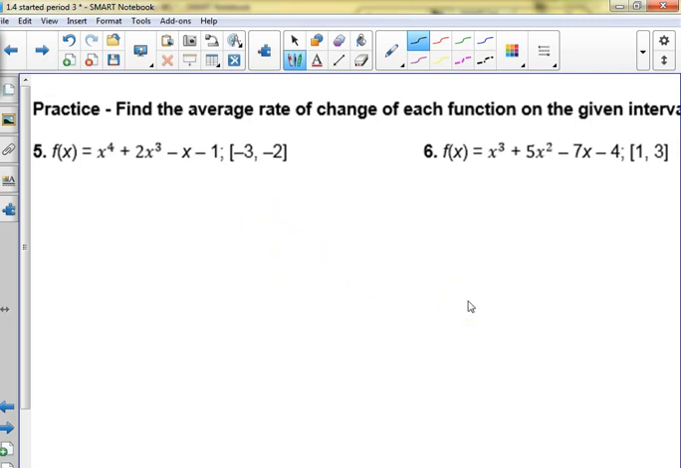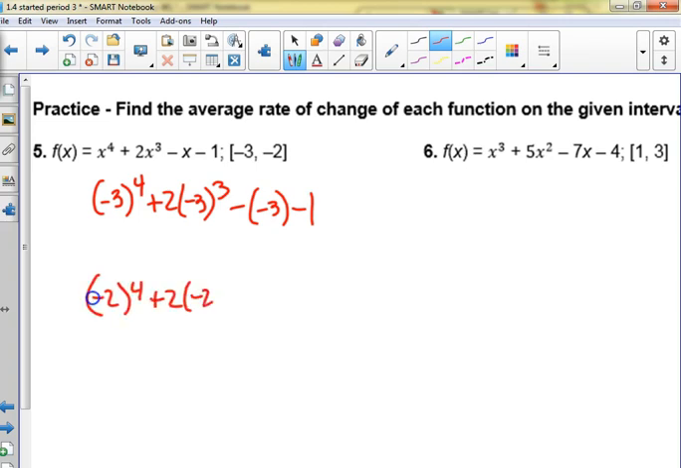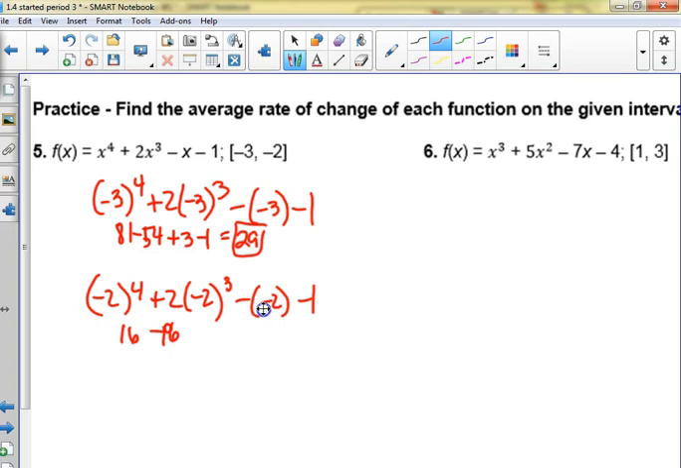Which one do you want to do? I'm going to do 5. It's going to be more typing, but I'm a little worried about putting the negatives in. Negative 3. Do this on your calculator, guys. 29, 19, anybody? 29? Okay. I think this is only like 1, isn't it?